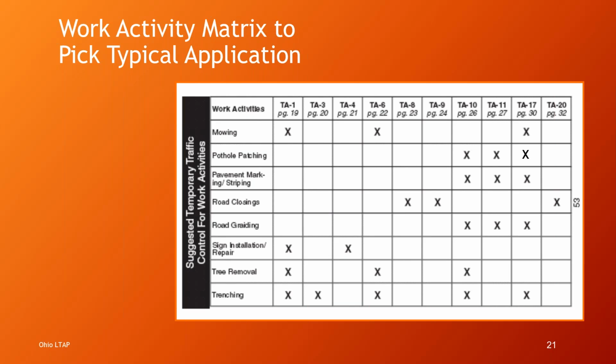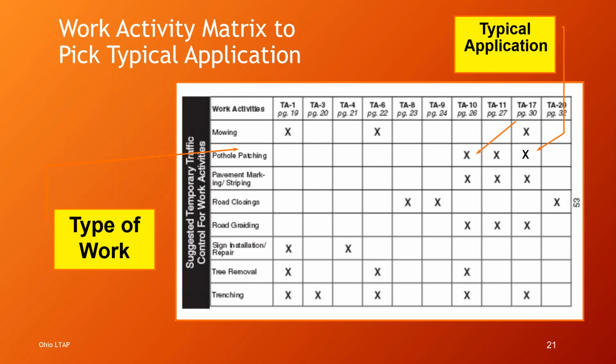It also has this neat little work activity matrix at the back of the booklet, and it'll help you select a typical application based on the type of work that you're doing that day. Like for instance, if you're patching potholes on a 2-lane road, you can go across the line and it'll suggest different ones.